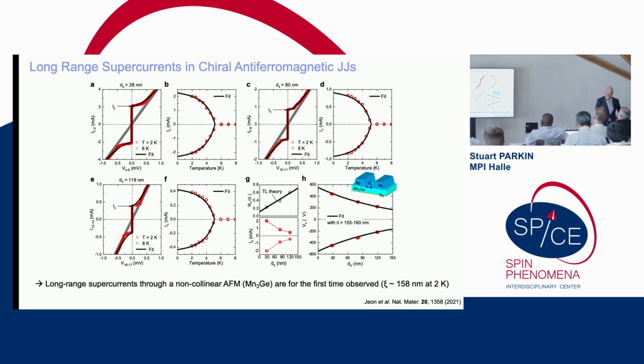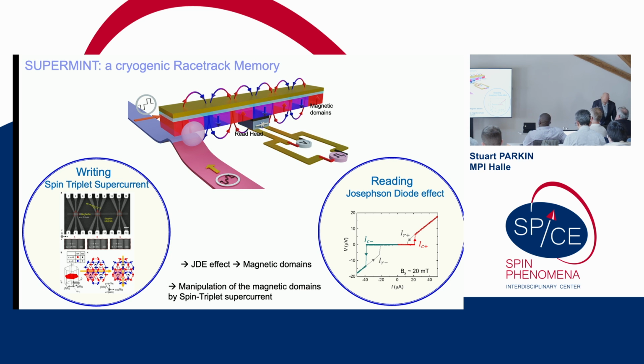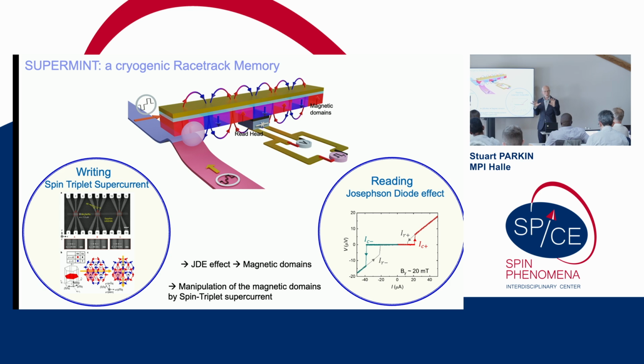And we can do this with a whole variety of materials. And then what can we do? We can build what we want to build, a cryogenic racetrack. Unfortunately, currently the notion is two-dimensional, could be three-dimensional. And the idea is we're going to create triplet supercurrents that carry angular momentum, inject that into the racetrack, which will move the domain walls.